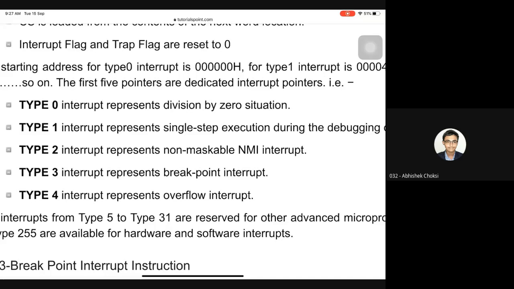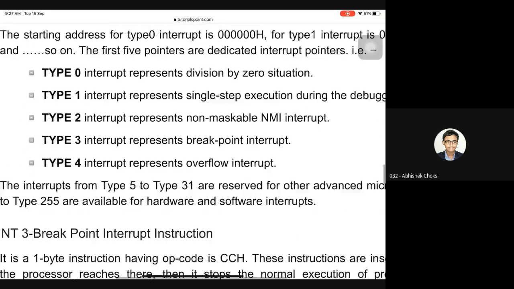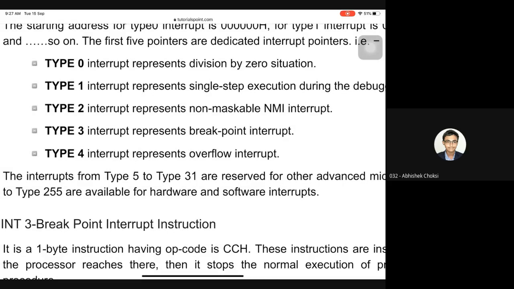In the same way, the type 1 interrupt is the single step interrupt. The trap flag will get set and your interrupt will get generated. So after every instruction, you can check the value of your registers and debug your program. That is the work of the type 1 interrupt. Type 2 is the non-maskable interrupt. So NMI is stored on location 2.